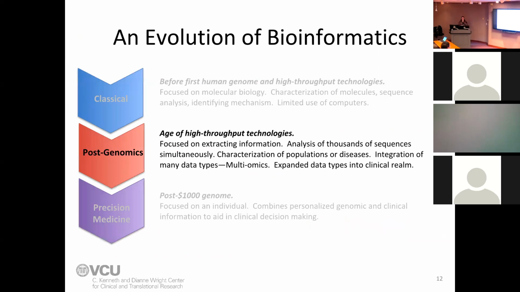So the second phase of the evolution of bioinformatics I call post-genomics. This is after high-throughput technologies came on the scene, such as gene expression microarrays and high-throughput sequencing, and now we have so much information that bioinformatics has started to focus on extracting information out of the data that we've collected, analyzing thousands of sequences simultaneously, collecting thousands and thousands of sequences for populations to characterize diseases among certain populations, and also integrating many different data types: genomics, proteomics, lipidomics, metabolomics, all these other data types. So this phase could also be called the multi-omics generation of bioinformatics. And now we're trying to expand these data types and also include clinical data types as well.